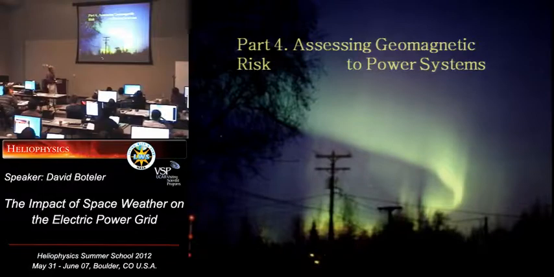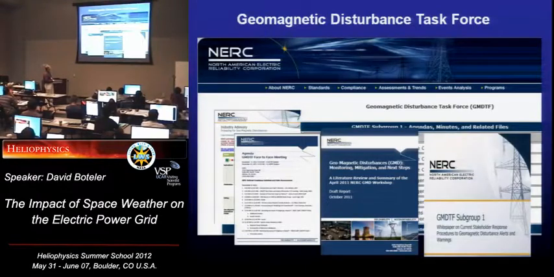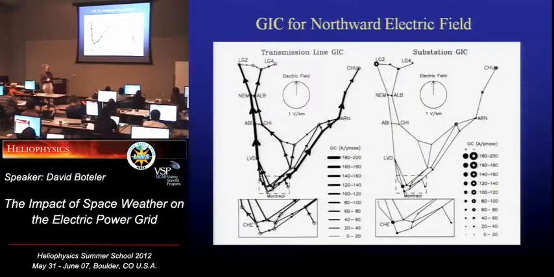So as the last part, I just want to mention assessing the geomagnetic risk to power systems, some of the work that's going on. There's been a geomagnetic disturbance task force set up by the North American electric power industry. So this is very much a hot topic at the moment. And they're doing a lot of work looking at the vulnerability of transformers and things like that. But they're the ones who push for this kind of definition of this 100-year magnetic storm or a theoretical upper limit.